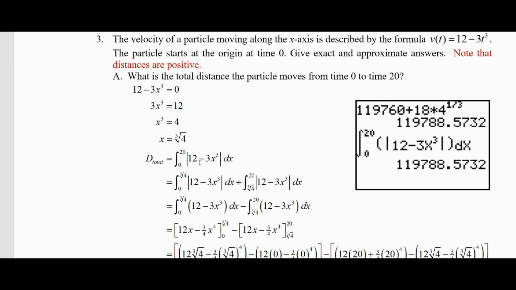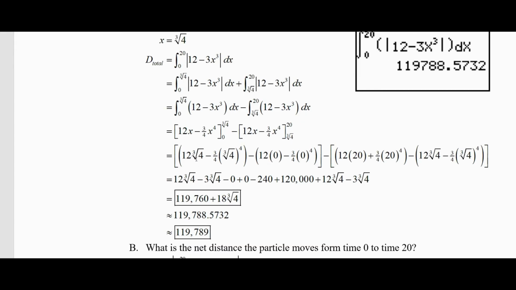Now to integrate this absolute value, we need to break it at this point because the absolute value is a piecewise defined function. So we want to go from 0 to the cube root of 4 and then from the cube root of 4 to 20. The first one is positive so we can drop the absolute value. The second one is negative under the absolute value, so we get the opposite of that, which is why we have a negative out front.